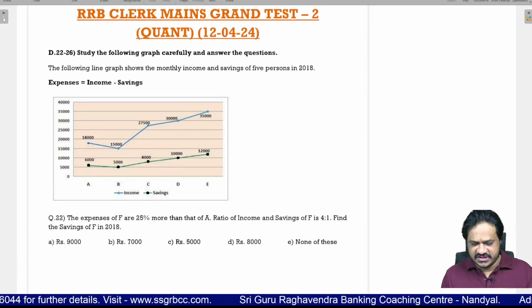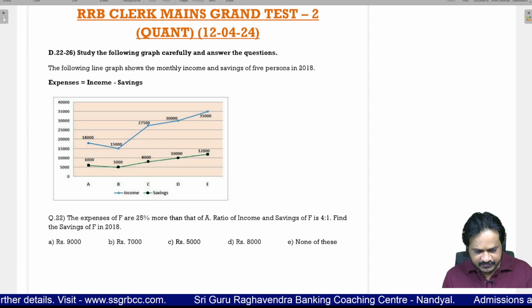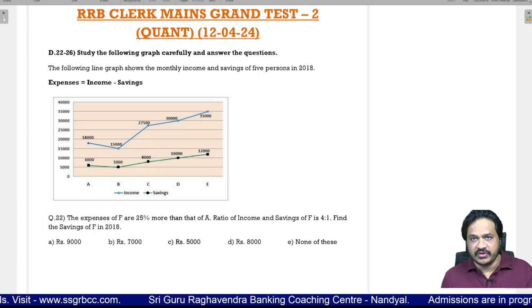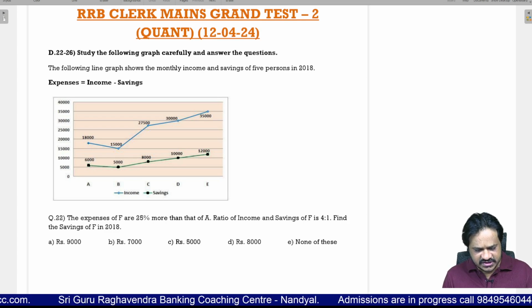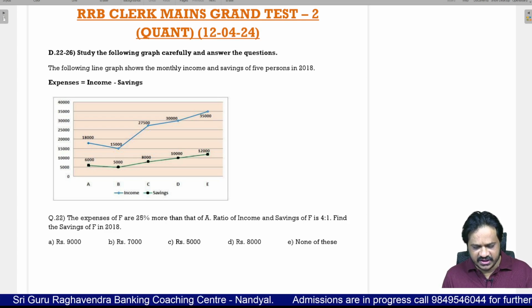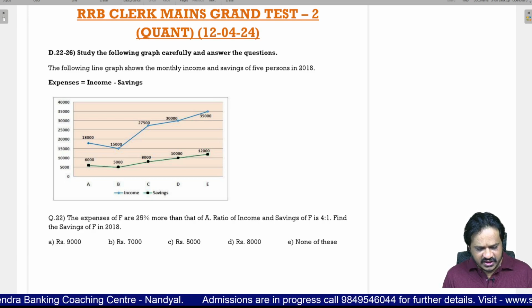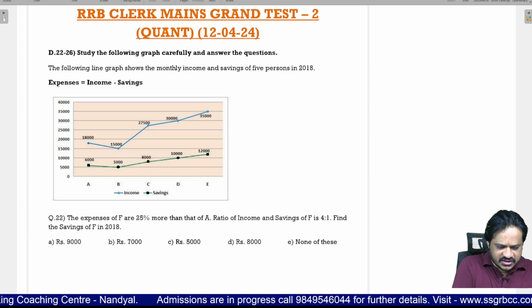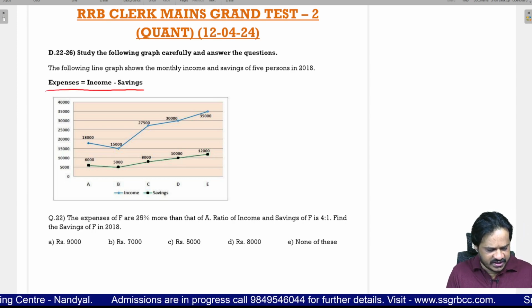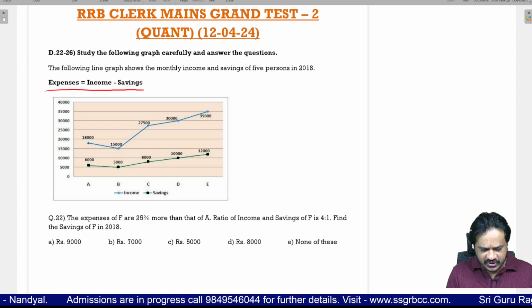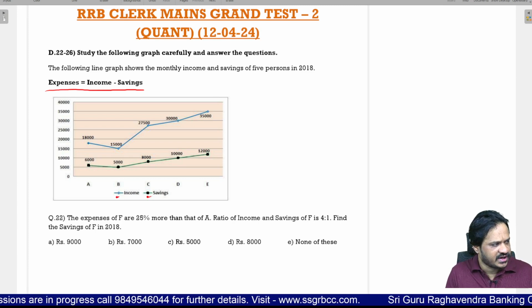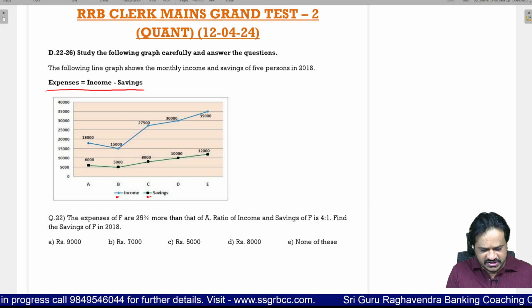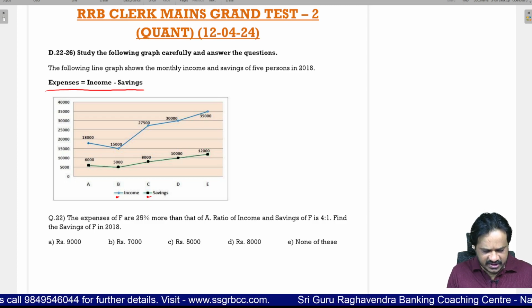Okay, today we will discuss the second part of the quant paper. Question number 22 to 26. Study the following graph carefully, then answer the questions. The following line graph shows the monthly income and savings of the 5 persons in 2018, and we know the formula that expense is equal to income minus saving. See here, we are having income with the blue line and savings with the green line, this black line. So, based on this income and saving, you have to calculate the expenditure.